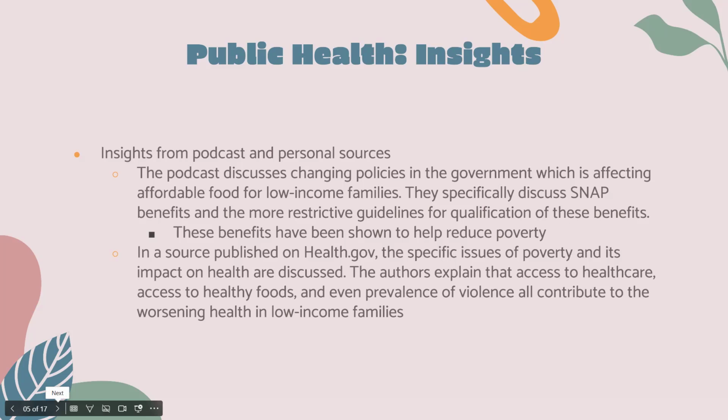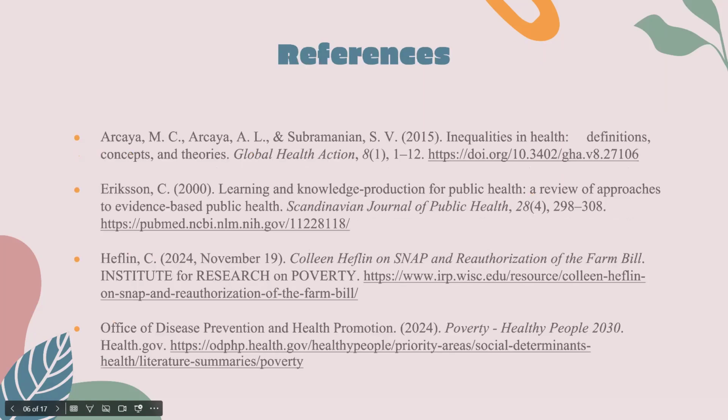And one of the sources I found, which was on health.gov, discussed the specific issues and impact on health. The authors explained that access to healthcare, access to healthy food, and even the prevalence of violence all contribute to worsening health in low incomes. It's not just normal health problems. It's also their situation that is causing the health to be worse, which also in turn increases poverty. And these are all the sources I used.